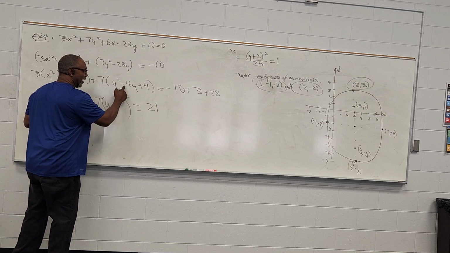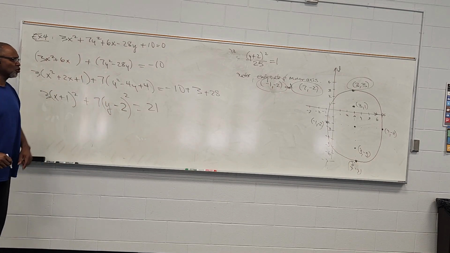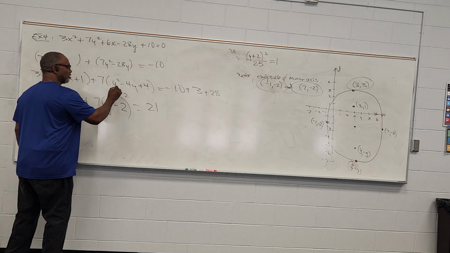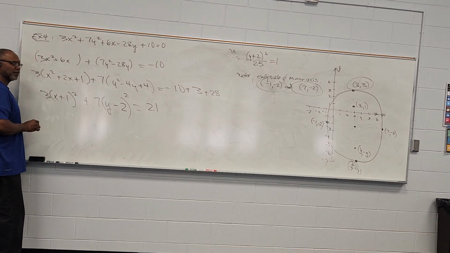You got the y here. Half of a negative 4 is a negative 2. So y minus 2 squared gives you that. And you can check yourself if you want to. Take y minus 2 times y minus 2, it'll give you that. Take x plus 1 times x plus 1, it'll give you that. But the factoring always comes for free when you complete the square.